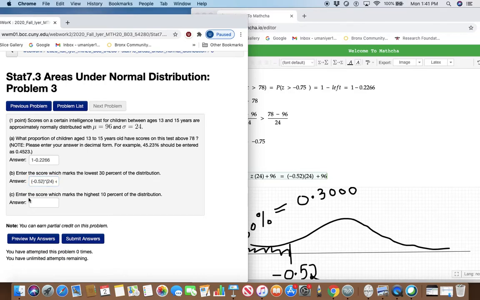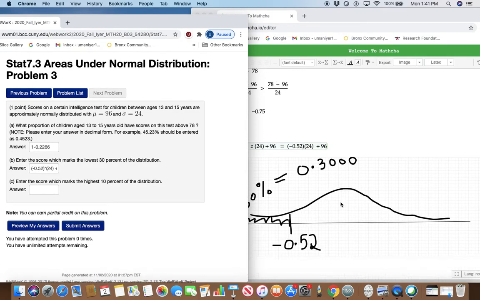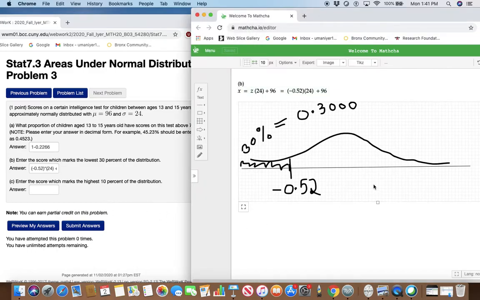Okay. Next, enter the score which marks the highest 10% of the distribution. So similarly, let's look for something that's in the highest 10%. So 10% should be here. So notice, highest 10%. So it should be somewhere here. So 10% of the distribution. Now, if that's 10%, the left-hand area is what is important. Left-hand area is 90% of the distribution.